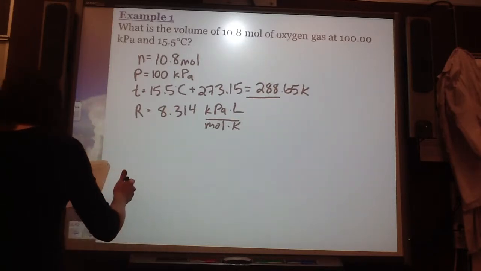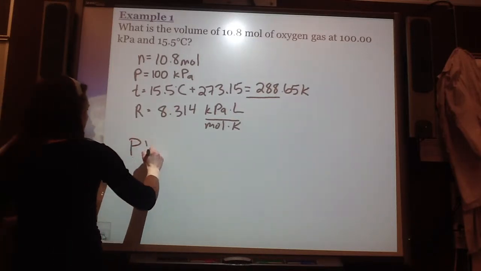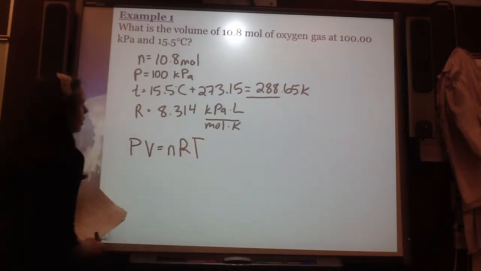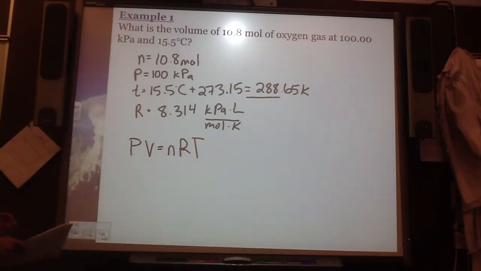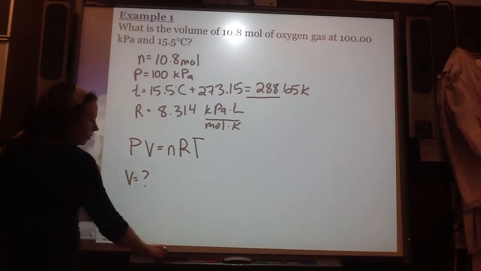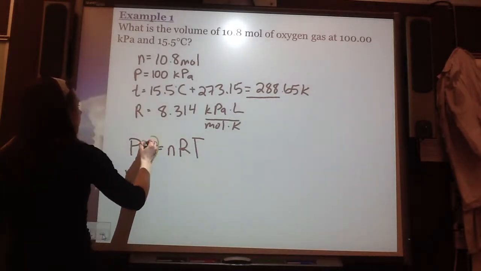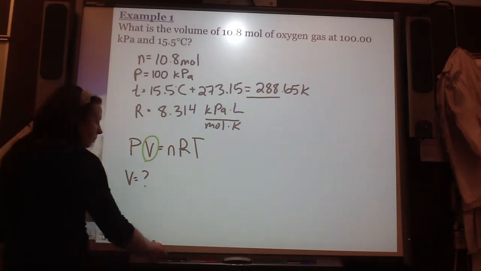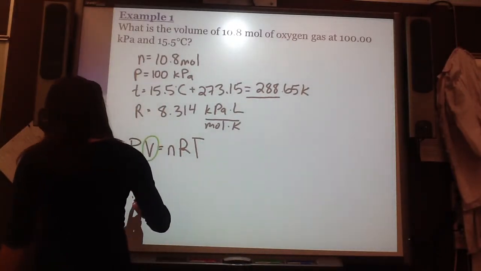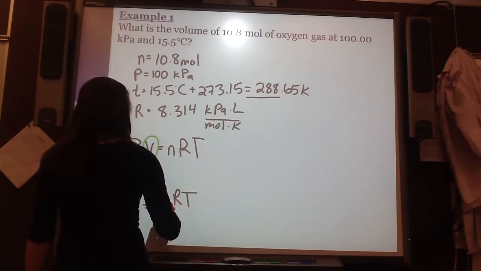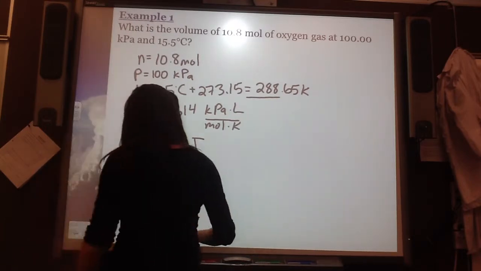So now we are going to use PV equals nRT. So let's rearrange to solve for V. What is the volume? Okay, so that's our question. So right now, if we want to solve for V, it is multiplied by P. So we need to divide both sides by P. So the formula that we can use is V is equal to n times R times T divided by P.